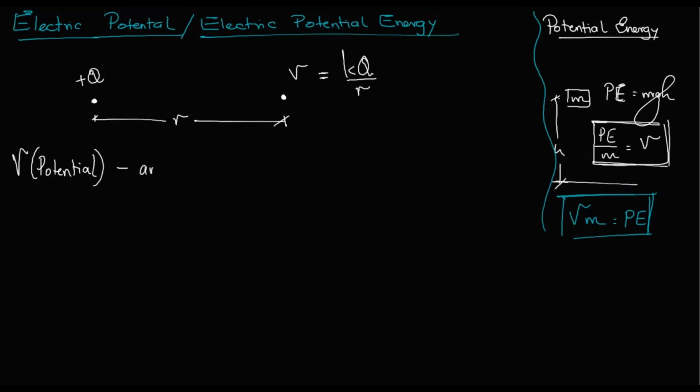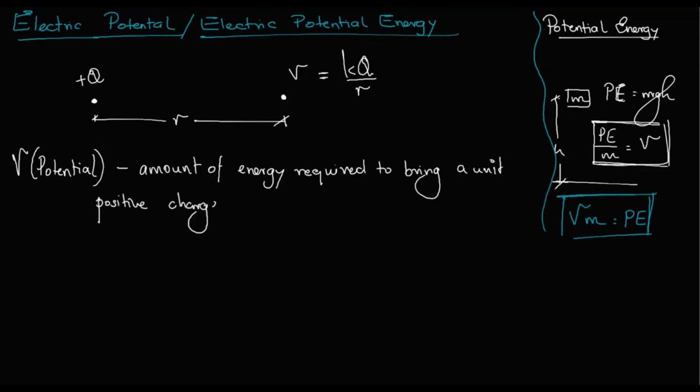So it is the amount of energy required to bring a unit positive charge from infinity to a radius r, right? So remember that the radius that we talk in terms of the fields is always from the center of the object. All right, it is not from the surface or anywhere. It's always from the center of gravity or center of the object.